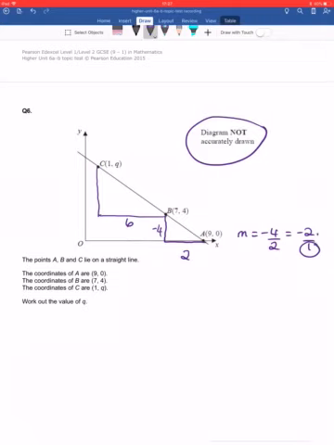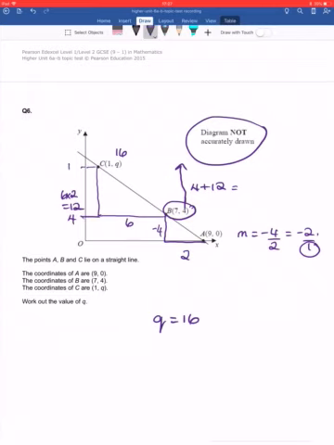So I need to go 2 up for 6 along. So that is 6 times 2, which is 12. So lots of people put 12 on the answer, but it's 12 up from 4. So it's 4 plus 12. So the point Q is 16. So Q equals 16. Because we were at 4, this bit here is 4, and now we're at 16 because we've gone up 12.